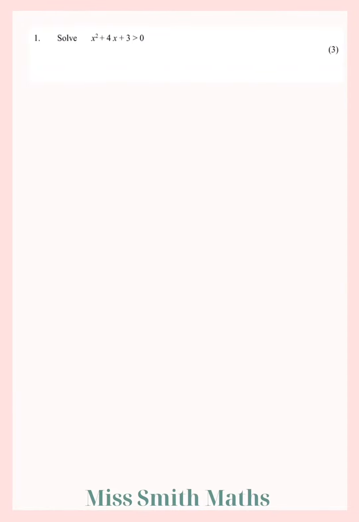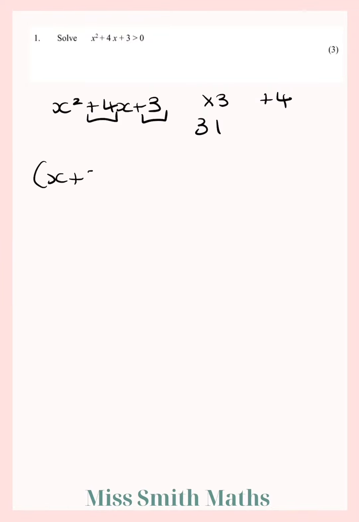In this video, we're going to be solving a quadratic inequality. So first things first, we want to factorise the quadratic. We want to look for two numbers that times to make 3 and add to make 4. Well, that will be 3 and 1. So in our brackets, we've got x plus 3 and x plus 1.